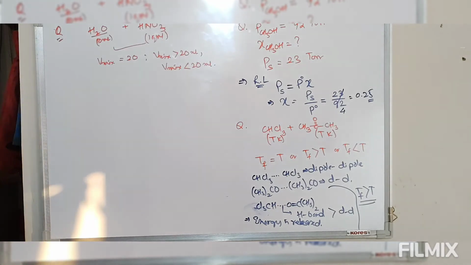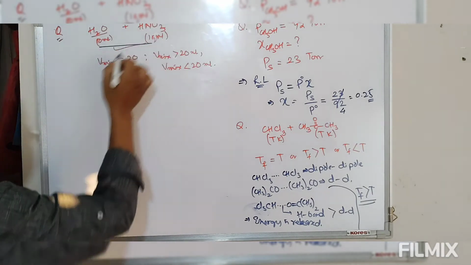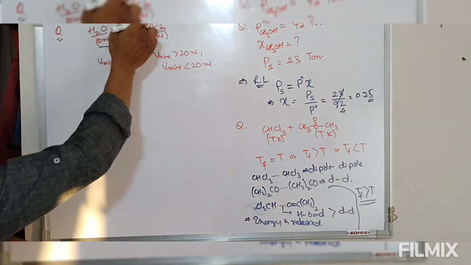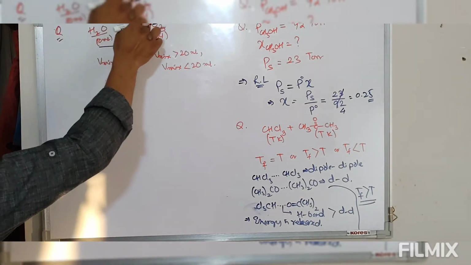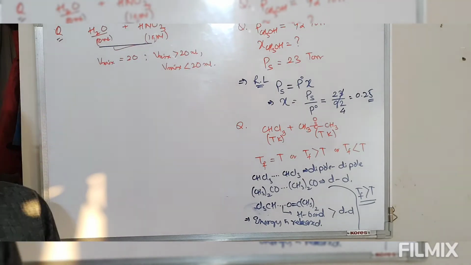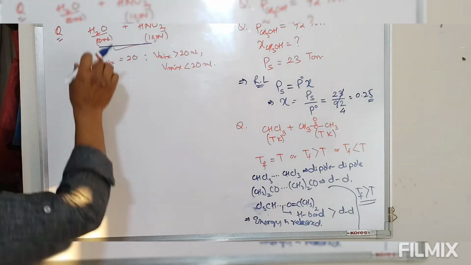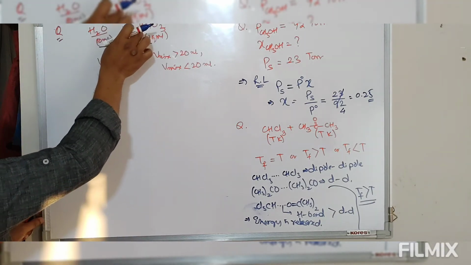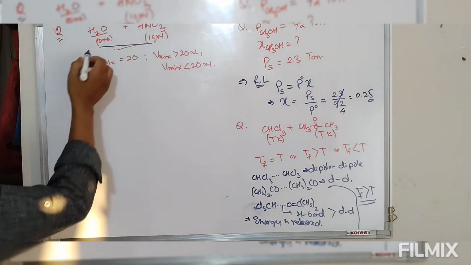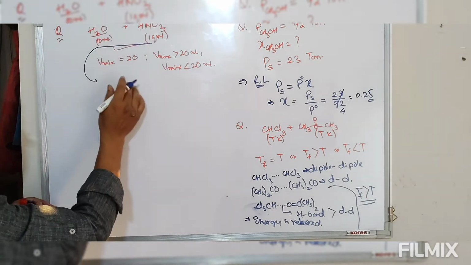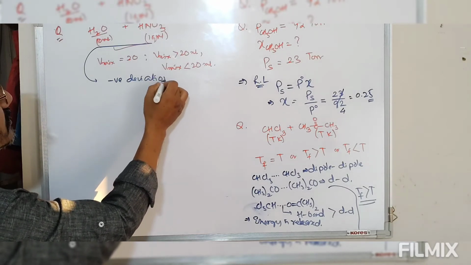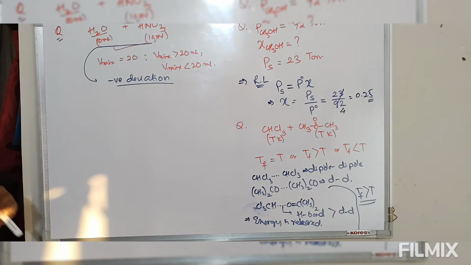Now look at this mixture of water and nitric acid. Water contains hydrogen bonds, nitric acid also contains hydrogen bonds, but when nitric acid is mixed with water, the H+ ion coming from nitric acid reacts with water. So this forms a stronger bond, stronger than in individual water and individual nitric acid. Because of this formation of a strong bond, this solution shows negative deviation. So the mixture of water and nitric acid shows a negative deviation.